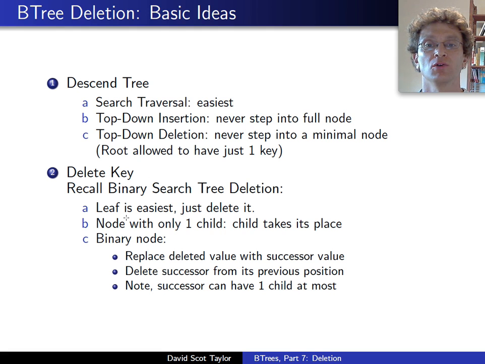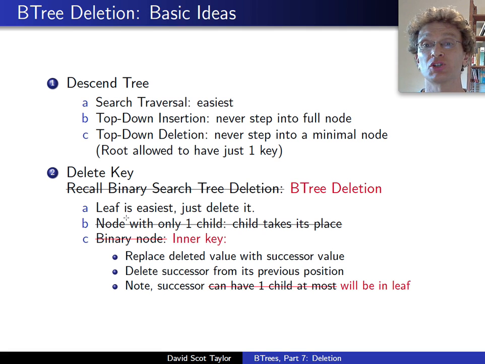And we note that the successor can only have at most one child. It's either a leaf or it has only one child. Otherwise, it can't be the successor of the node that's being deleted. Okay. So what's the difference? Well, in a B-tree, first of all, you can never have a node with just one child. That's never going to happen.